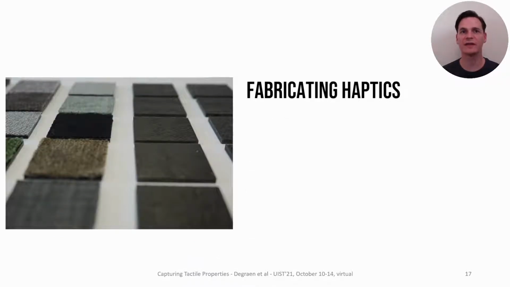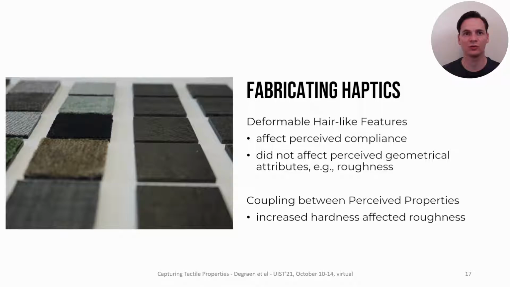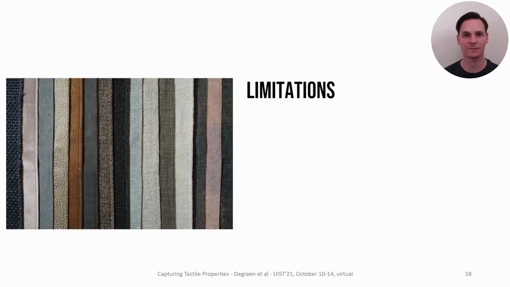From our results, we frame insights for approaches towards fabricating haptics. The used set of texture samples had varying tactile properties, some of which got lost during reproduction. From our results, we see that the unstable surface information, such as deformable hair-like structures, did affect the perceived compliance of the material, however, did not affect the perceived geometrical attributes, such as roughness. We did see that there was a coupling between perceived properties, such as an increase of hardness was correlated to an increase of roughness.